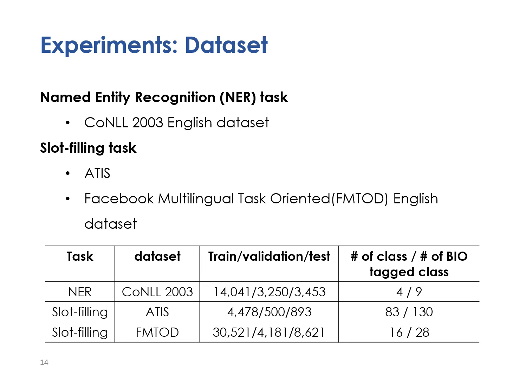For the experiment, we used three publicly available datasets: CoNLL for the NER task, ATIS, and Facebook multilingual task-oriented natural English version for the slot tagging task. The bottom side of the table shows the description of each dataset. The slot filling task tends to have a larger number of classes because of the characteristics of the task.